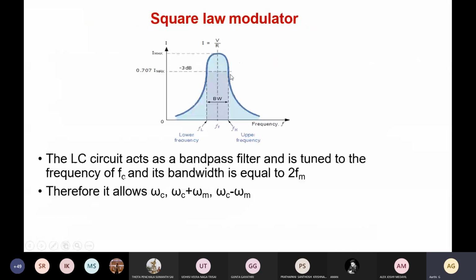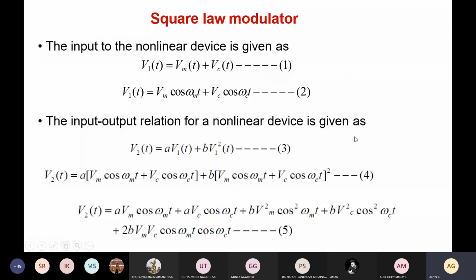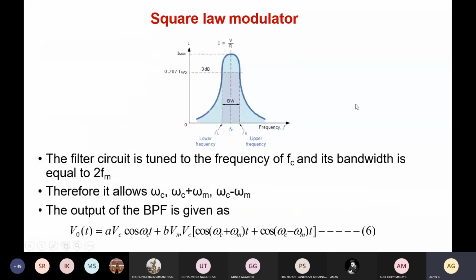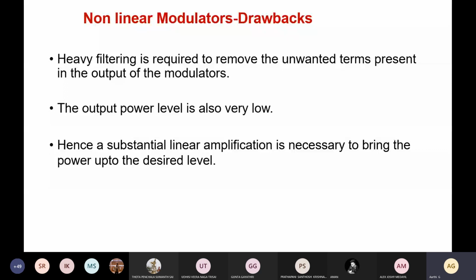So we know that all these second order terms are going to be filtered by the bandpass filter. So heavy filtering will be required. The power level where it is operated is very low. So nonlinear modulators are low level modulators. Hence a substantial linear amplification is necessary to bring the power up to the desired level. So that's why we move to linear amplifiers.